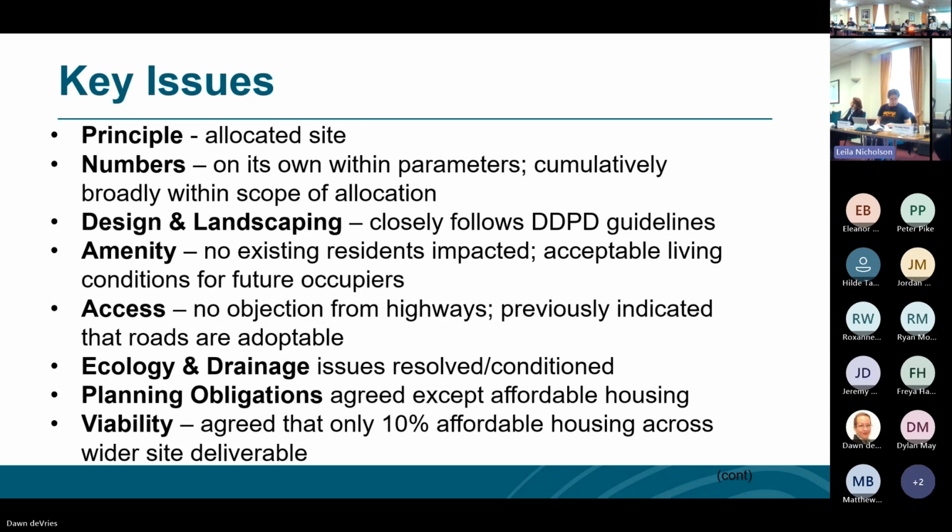Ecology and drainage issues have been looked at. A lot of time went into, particularly into drainage. The site at the moment is rough grass. There's not a lot of on-site ecology, but there are opportunities to get betterment out of that.